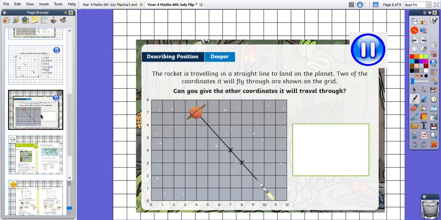Finally then, this rocket is travelling in a straight line to this planet. 2 of the coordinates it will fly through are shown on the grid. Give the coordinates it will travel through. So think about the route as a straight line travelling through some coordinates on this grid. Think about the route it's going to take and plot down any coordinate it will travel through. Pause the video and we'll go through the answers afterwards.